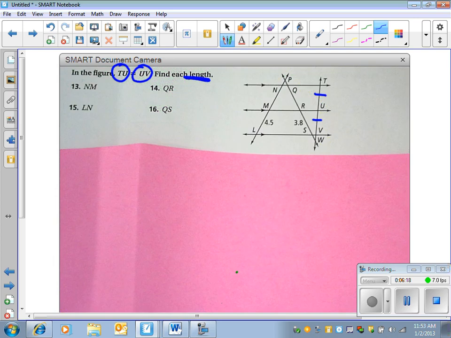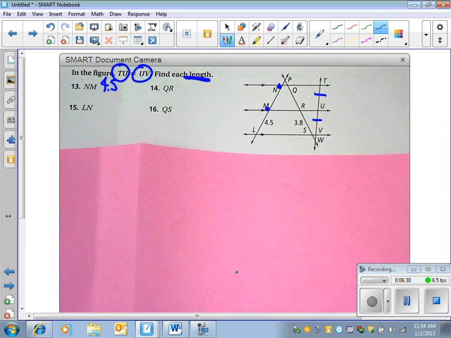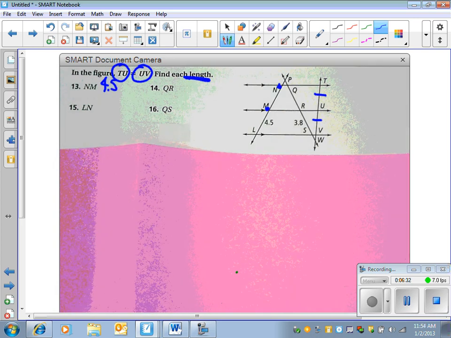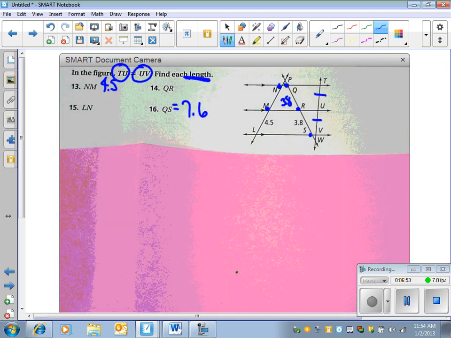Finally, of each segment. So we're going to start off with NM from here to here. Now that should be congruent to ML, and from M to L it is 4.5. So this is 4.5 units. Okay. Let's try another one. Let's see what it is from Q to S. Well, from Q to S, here's Q to R, here's R to S. So Q to S is going to be 3.8 and 3.8, which is going to be 7.6 units.